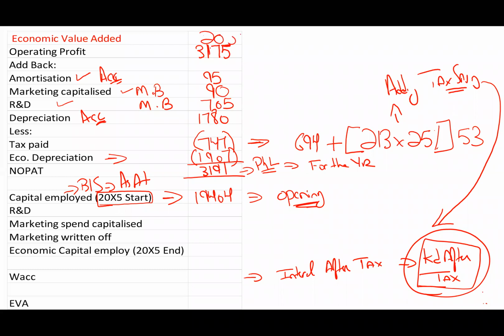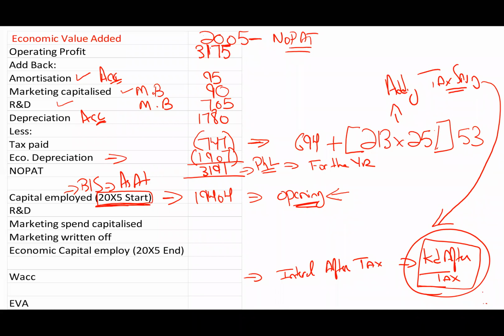The figure that I've worked out is for 2005 NOPAT. I worked out 2005 net operating profit after tax. But for capital employed, I'm at the start of 2005. I repeat, the profit figure is for the year 2005, but the capital employed is at the start of 2005, start of the year.